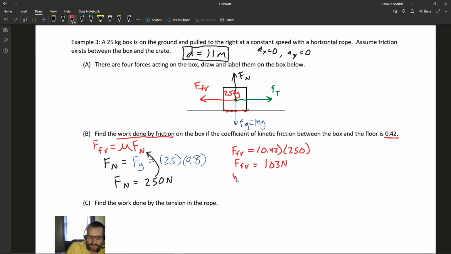Let's solve for the work now. The work done by friction will equal the force of friction times the distance times the cosine of the angle between the distance and friction, which in this case is 180 degrees, because friction is acting to the left and the distance that this object is moving is to the right. So we have 180 degrees between those. I can plug that into my calculator, and I'll get about negative 1130 joules, rounding to 3 sig figs.